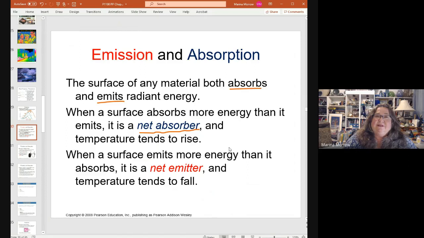And so when you put a cake into the oven, it's going to absorb more energy than it emits. If it emits more energy than it absorbs, it's a net emitter. So you bring that hot cake out of the oven and it starts to radiate heat away and it cools down.